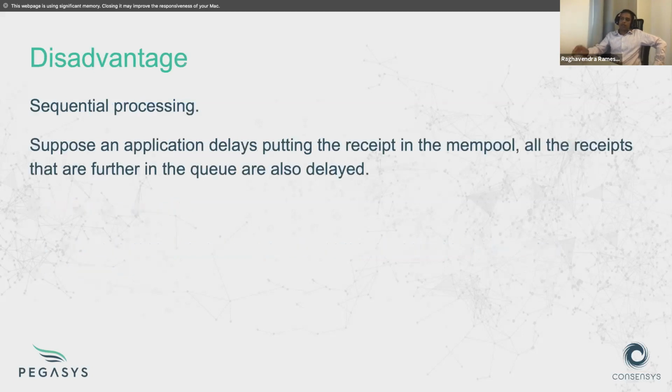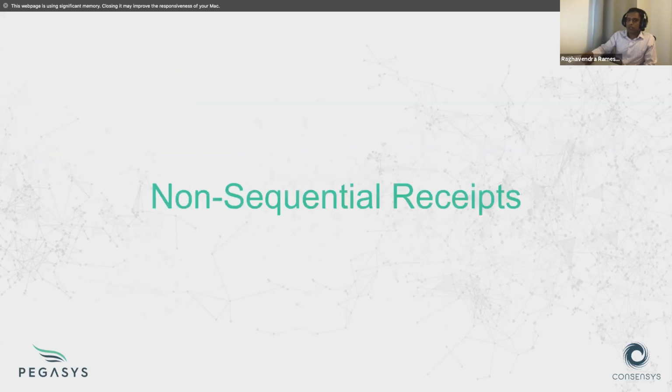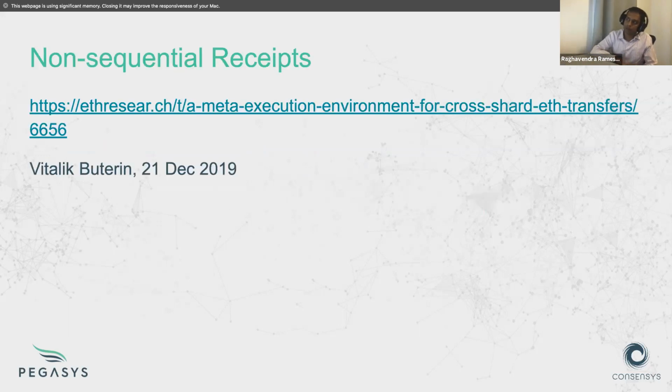The main disadvantage is the sequential processing. That means even if there is some malicious application which will delay putting this receipt in the mempool of the recipient shard, then all the receipts that are waiting further in the queue are delayed as well. So that is the main disadvantage. And hence, the next proposal by Vitalik was for processing receipts in a non-sequential way. This was in December 2019.